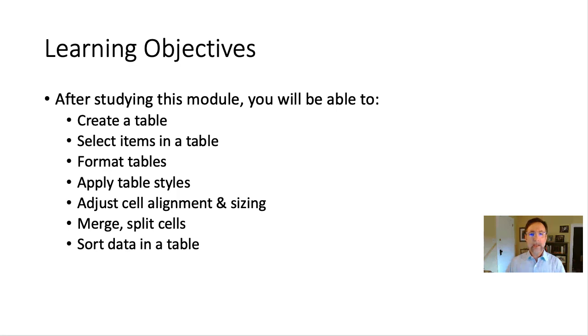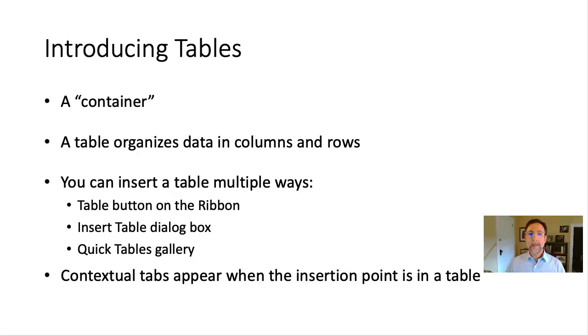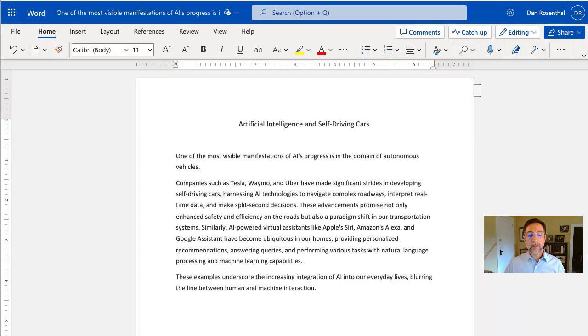Okay, so what is a table? Well, it's a container, essentially. Let's take a look at just a standard Word document. Here's an essay style document. This is text. We see that there are paragraphs, and we can see that the paragraphs create a bit of separation between pieces, sections of text.